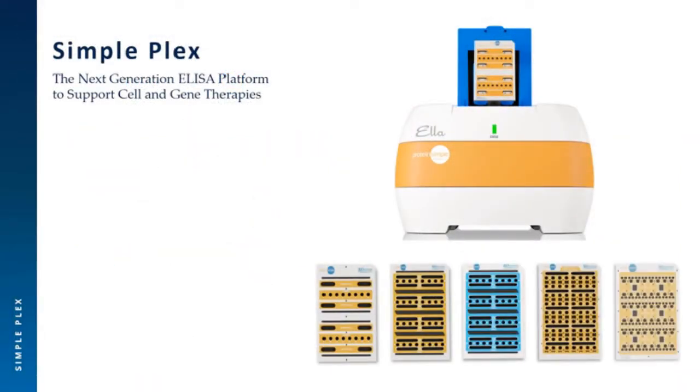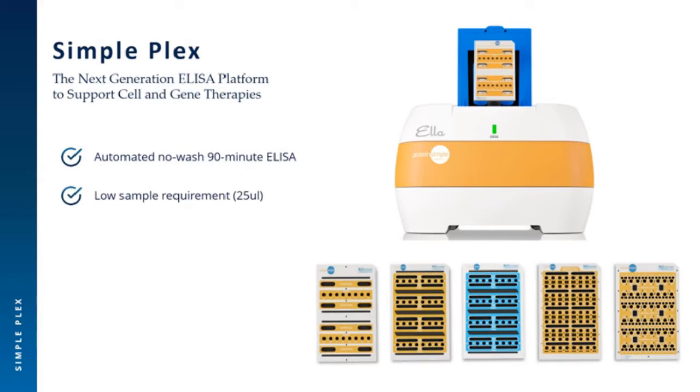Simple Plex is an automated ELISA, and our instrument shown here, Ella, is well suited to replace any ELISA in your cell and gene therapy analytics arsenal. Ella runs ELISA assays in about an hour and a half and only requires 25 microliters of sample volume per well. The innovative cartridges shown on the bottom right come in a variety of formats to provide sample, input, and analyte flexibility, and are supported by a broad assay menu.